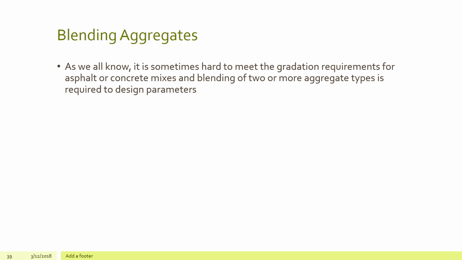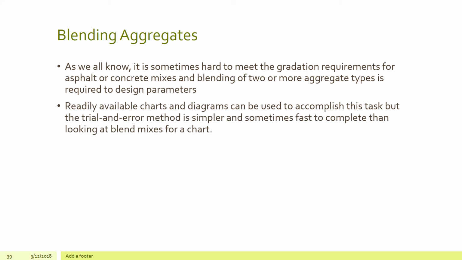Blending aggregates. As we all know, it is sometimes hard to meet the gradation requirements for the asphalt or the concrete mixes, and blending 2 or more aggregate types is required to meet the design parameters or specifications established by the design professionals. Readily available charts and diagrams can be used to accomplish this task, but the trial and error method is simpler and sometimes faster to complete than looking at blend mixes on a chart.